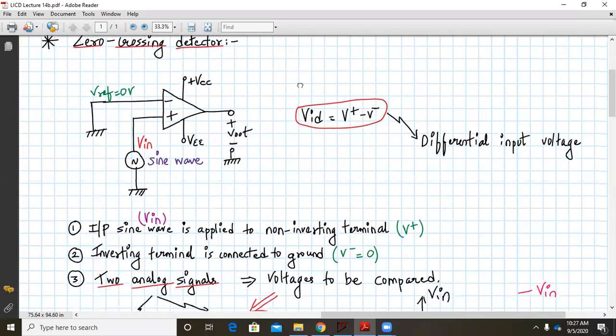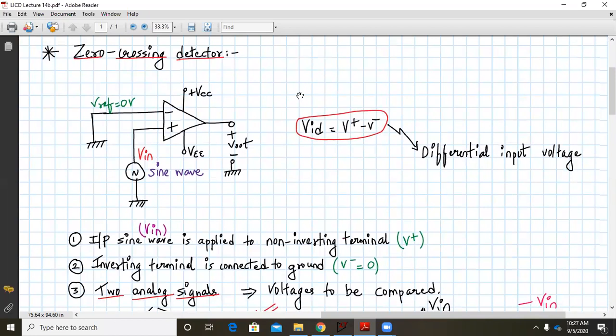So here is my circuit of the zero crossing detector. Basically it's a non-inverting comparator, right? With a reference voltage of zero. So that's the only difference. Earlier we have studied a non-inverting comparator. We'll just extend this knowledge from there.